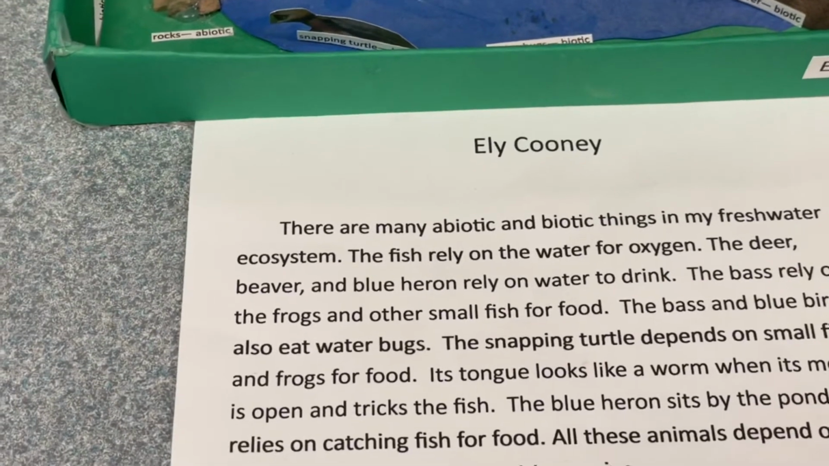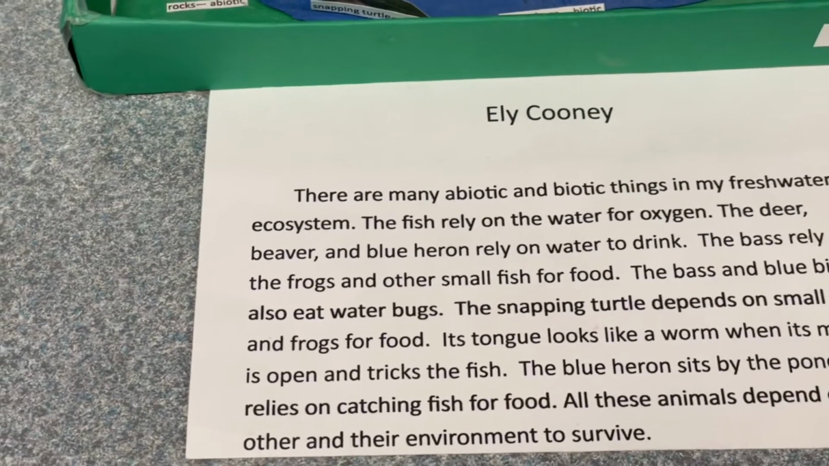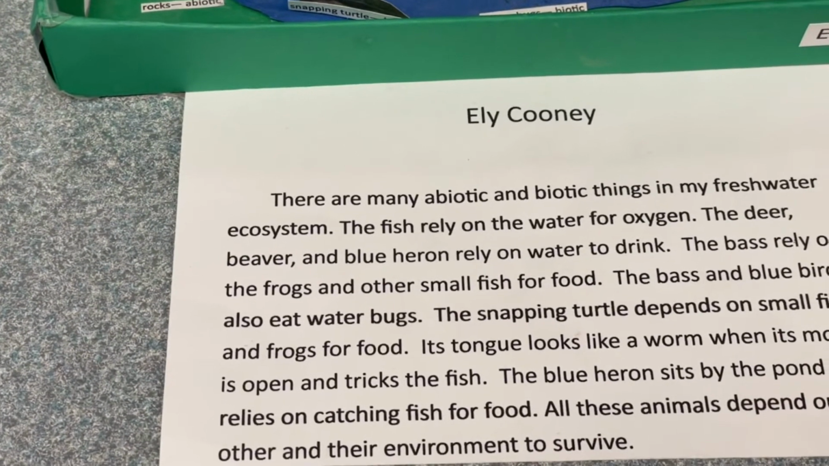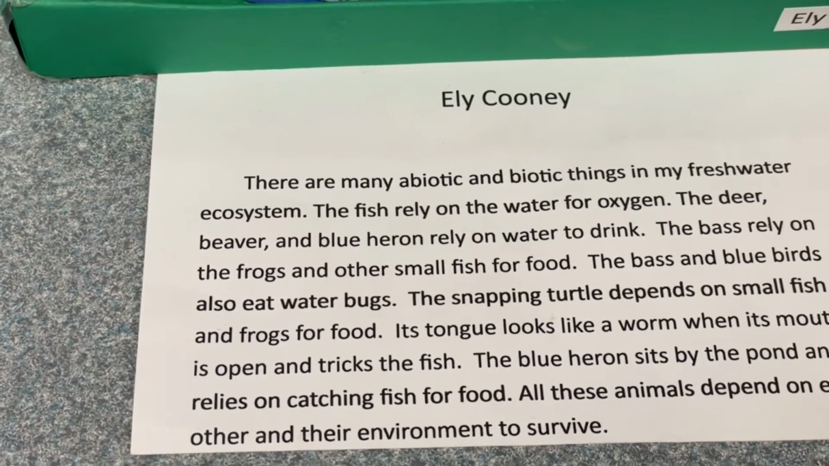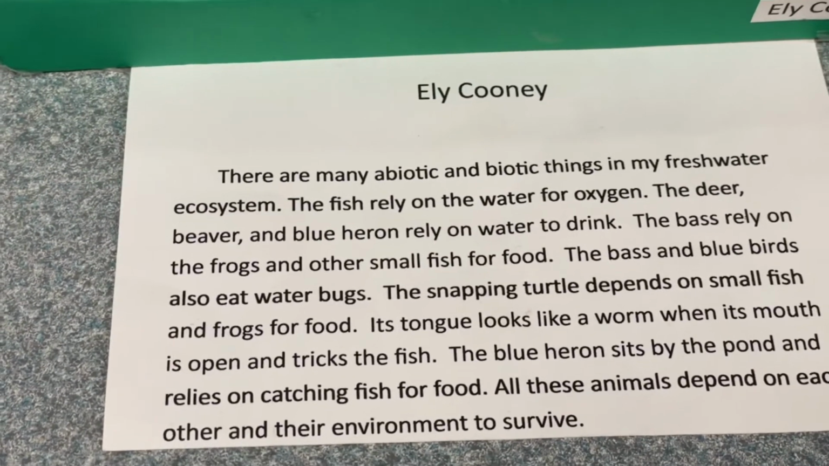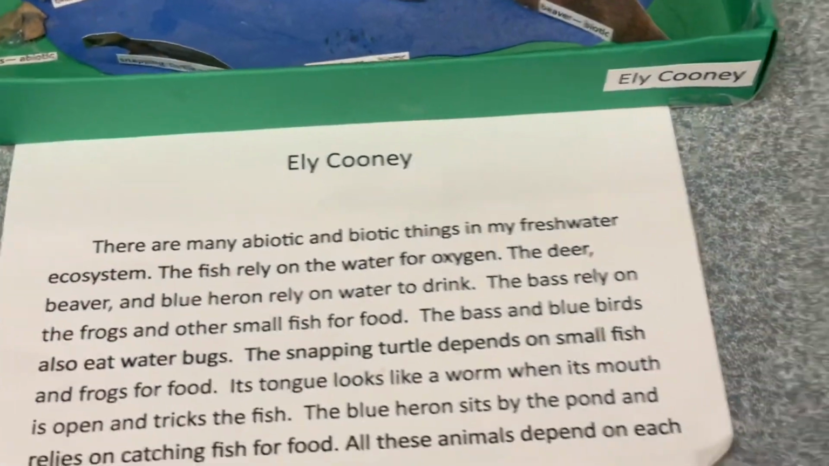The bass and bluebirds also eat water bugs. The snapping turtle depends on small fish and frogs for food. Its tongue looks like a worm when its mouth is open and tricks the fish. The blue heron sits by the pond and relies on catching fish for food. All these animals depend on each other for their environment to survive. And you can see he threw a simile in there to make his writing teacher happy.